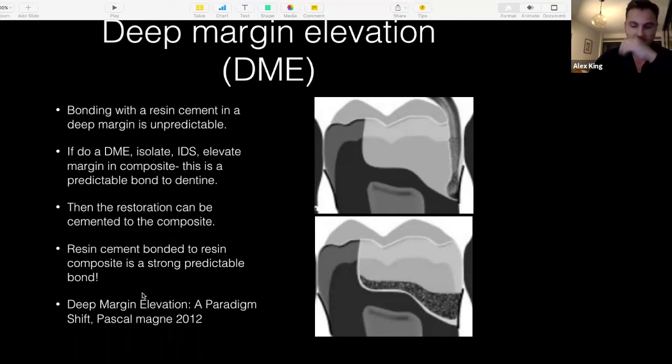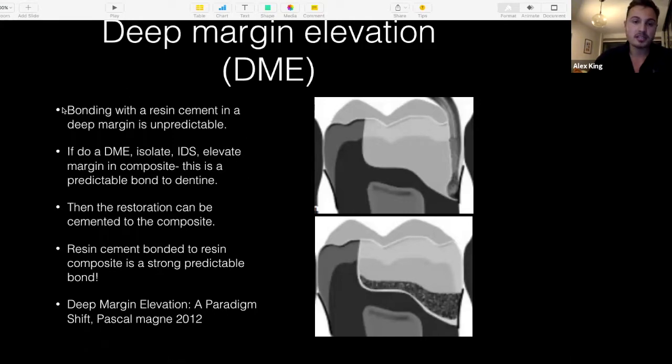There's a paper here if you want to read. It's called Deep Marginal Elevation: A Paradigm Shift by Pascal Magne in 2012. And there definitely is another review, maybe a 20-page PDF, with loads of pictures on it. It explains deep marginal elevation in not 5 minutes, and it goes into more depth than what I can give you today.